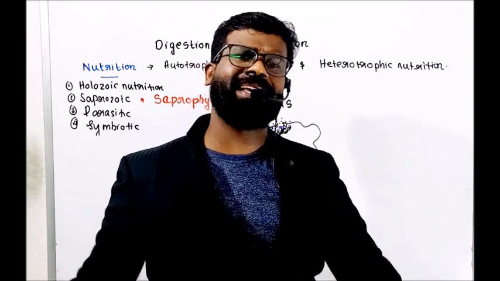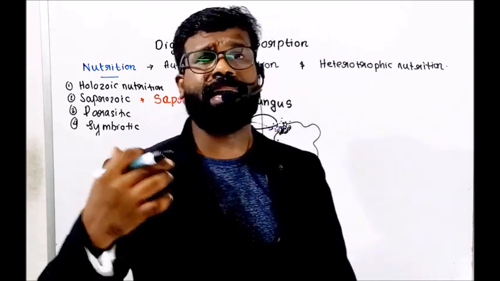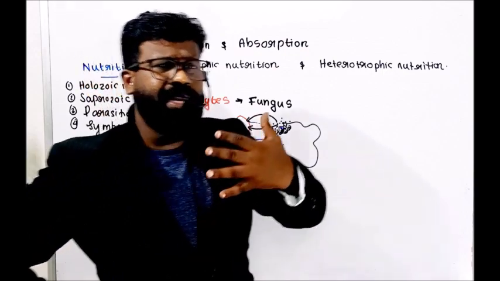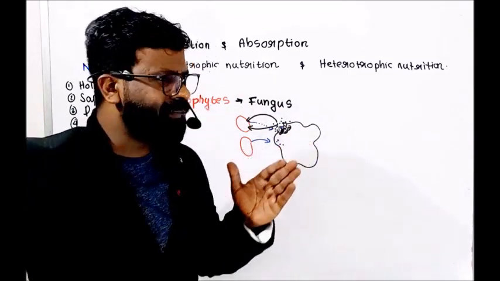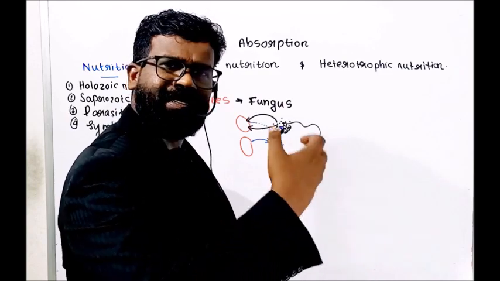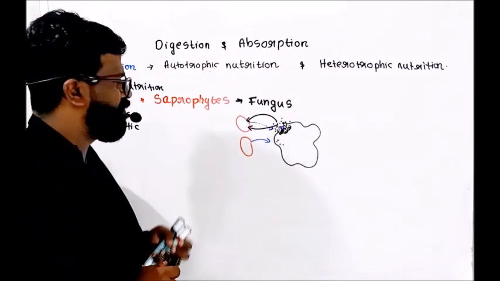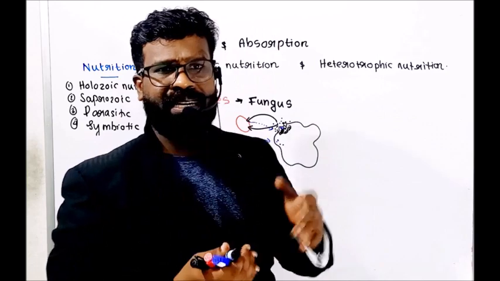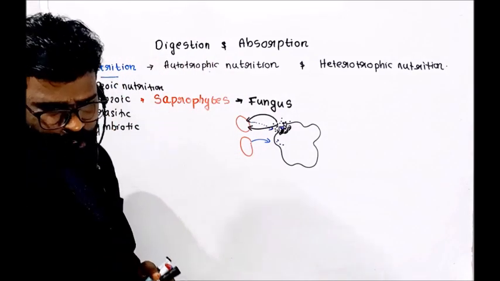So here the type of food is dead and decaying matter. Then how does it differ from detritivores? Because detritivores also depend on dead and decaying matter for their food. But detritivores are holotrophs. After engulfing the dead and decaying matter, it gets digested within their body. But saprophytes release enzymes from the body to the decaying flesh outside, and digestion takes place outside the body. After digestion, the simpler nutrients are absorbed through the body surface. This is called saprophytic nutrition. Such organisms are saprophytes. Example, fungus.